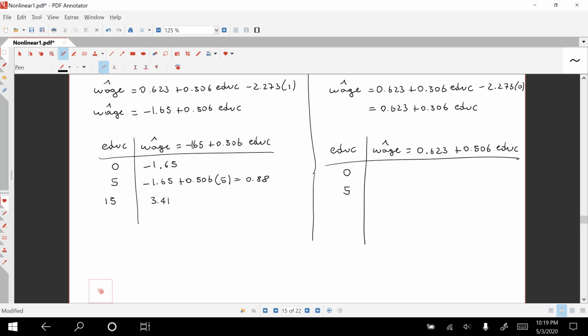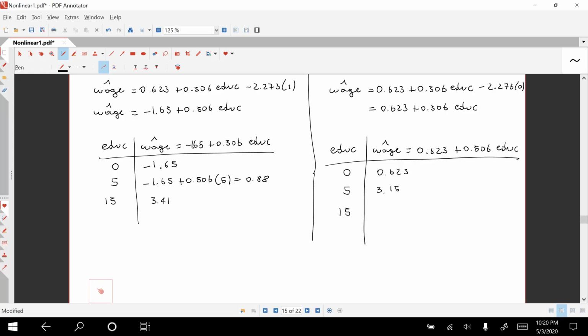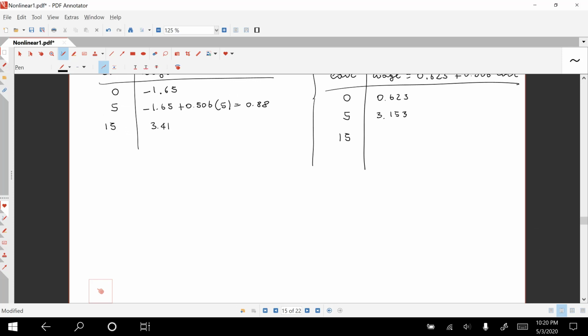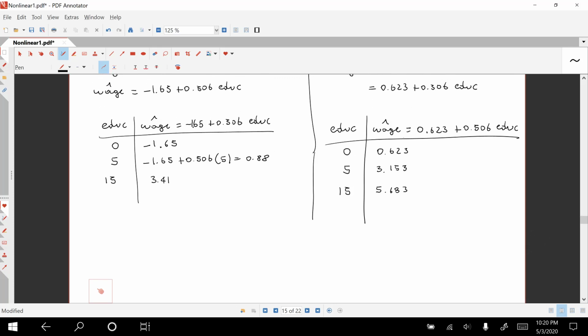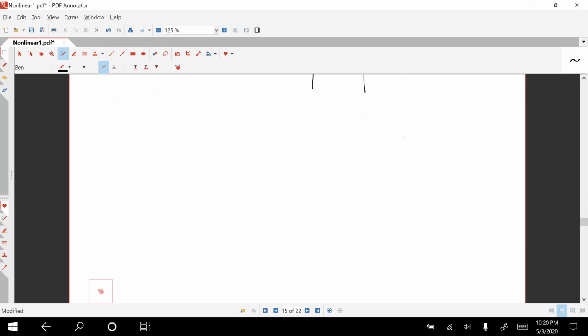Again, 0, 5, 15. So the wage is 0.023 if it's 0, and if it's 5, 3.153. You can do the math for that. And for 15, 5.68. Again, we have the equation, and now what I'm doing is plugging in different values so that we can graph this relationship.